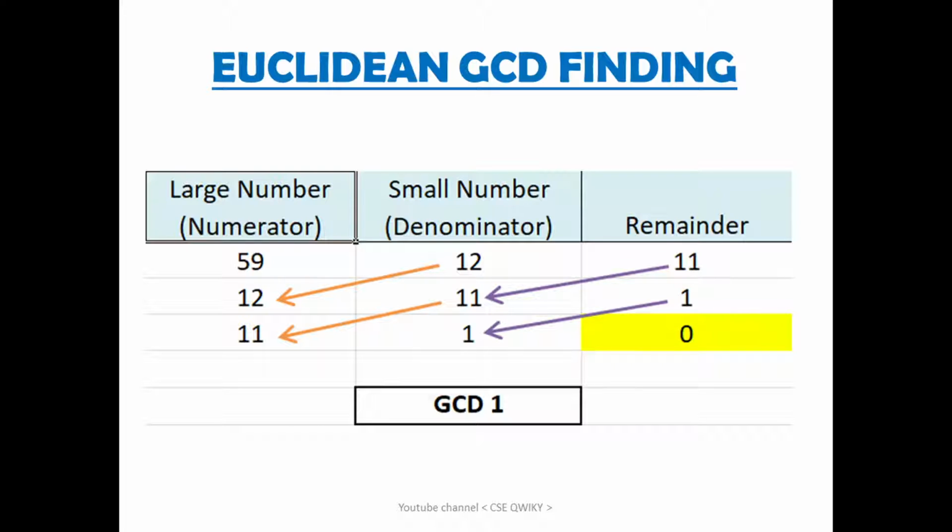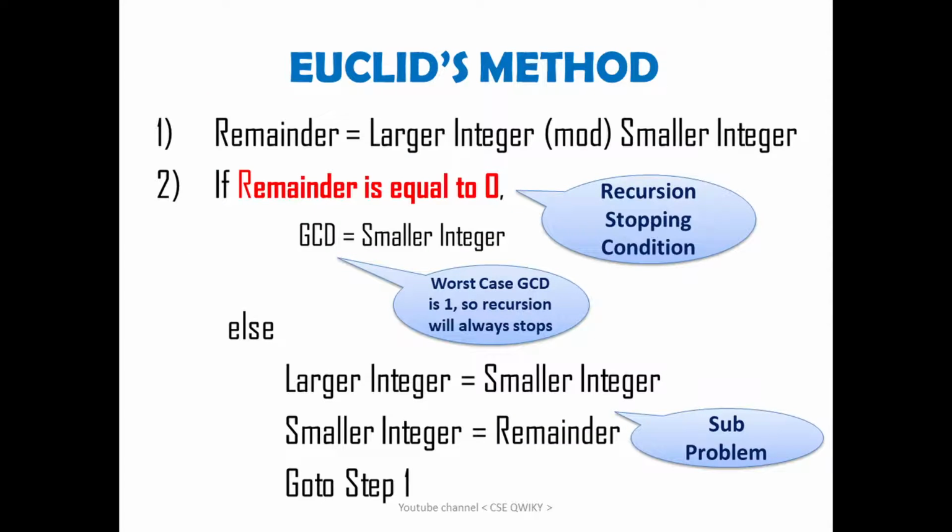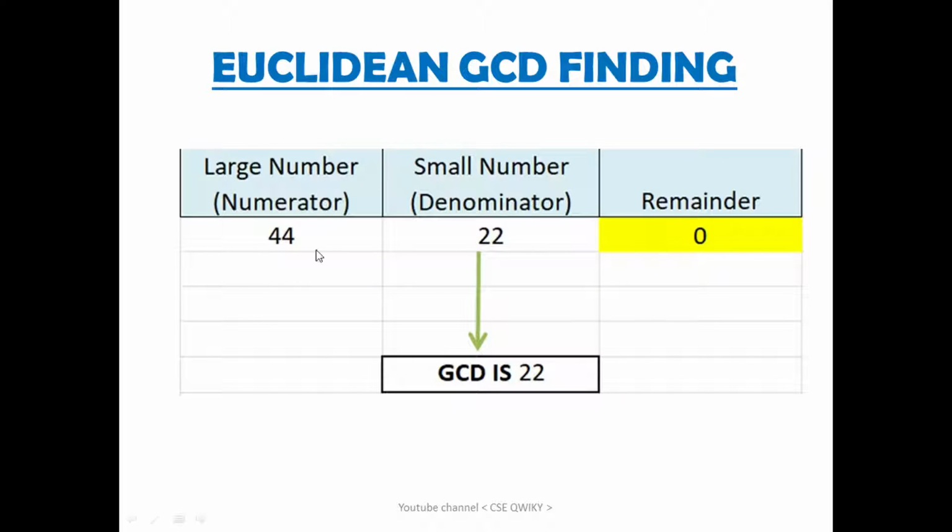That happens for a prime number. 59 is a prime number, so that's why we are getting 1 in combination with 12. But if you have 59 twice, that is 118, then 59 will be the GCD. Taking the first example, 44 and 22, 22 divides 44 with remainder 0, which means the GCD is 22.